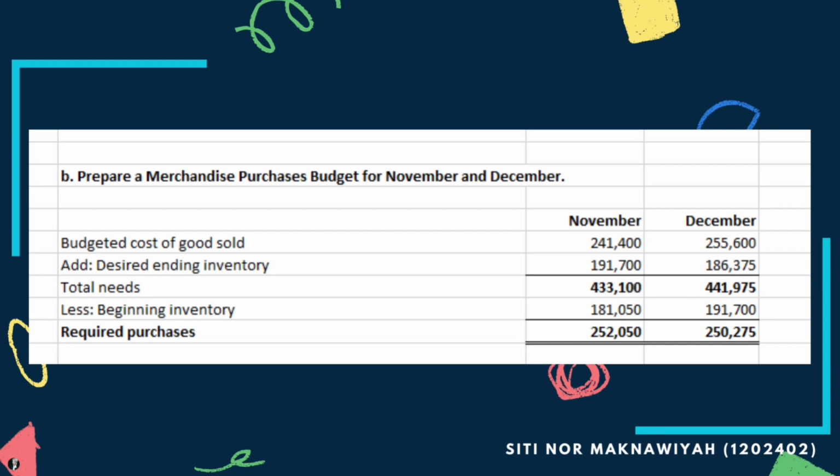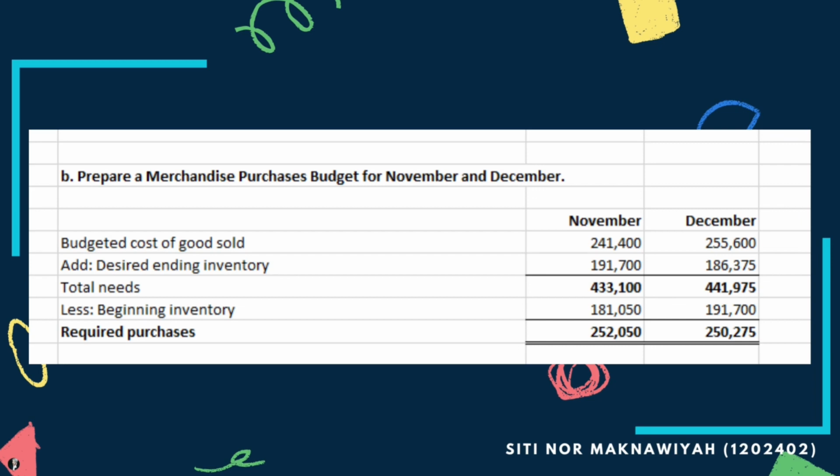The next step is we need to minus total needs with beginning inventory. Beginning inventory for November, we can get the amount from the question. Meanwhile, beginning inventory for December, we get from the desired ending inventory for November. So we can just drag the amount of desired ending inventory for November to beginning inventory for December. If we minus total needs and beginning inventory for both months, we get the required purchases for November and December.